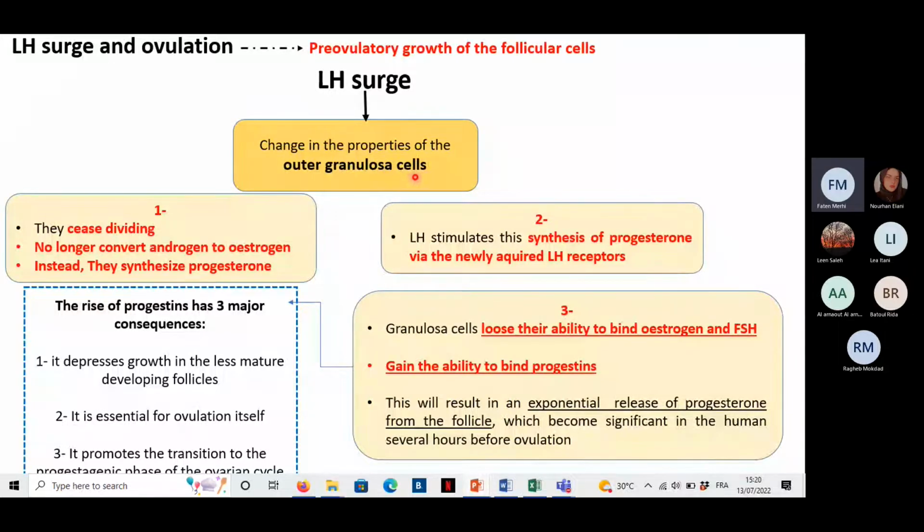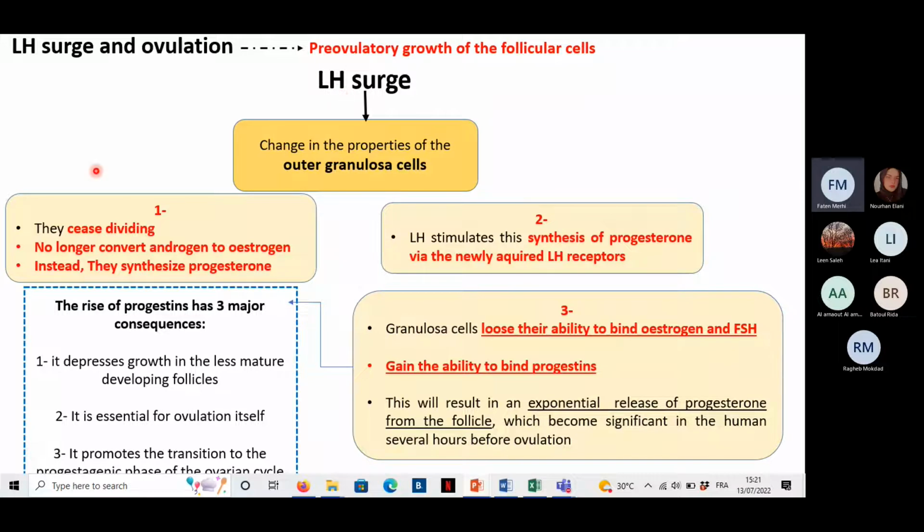granulosa cells. The granulosa cells will cease dividing because, as we have said, under the action of FSH and estrogen, they were dividing, okay? And the follicle was increasing in size because more granulosa cells were forming, and also because the antrum was becoming bigger. But now we will see that under the action of LH, the cells will stop dividing, and the increase in the size of the dominant follicle will be only due to the increase in the volume of the follicular fluid and an increase in the size of the antrum, okay?